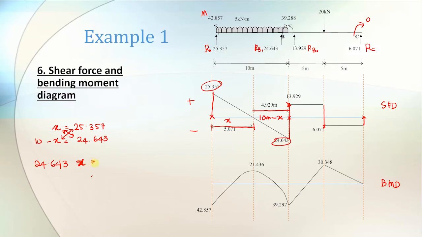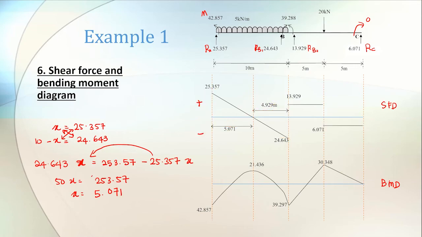And then you can cross multiply: 24.643 X equal to 253.57 minus 25.357 X. We settle this one, so this one goes here, it will add, so you will get 50X equal to 253.57 and X is equal to 5.071. So when you have the value of X, you can get the value of 10 meter minus X. So 10 minus 5.071, that is 4.929. Then we can draw the BMD.